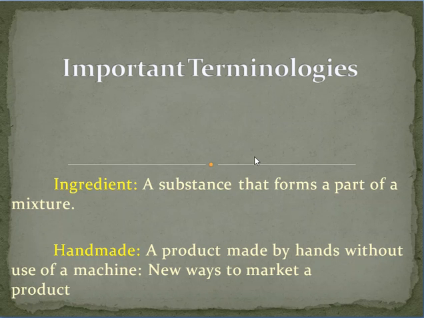So let me discuss about important terminologies. Let me introduce two terminologies. You can see these two terminologies that you will hear more often in this lesson, and they are ingredient and handmade. Do you know the meaning of these terms? Do you like to try to guess?